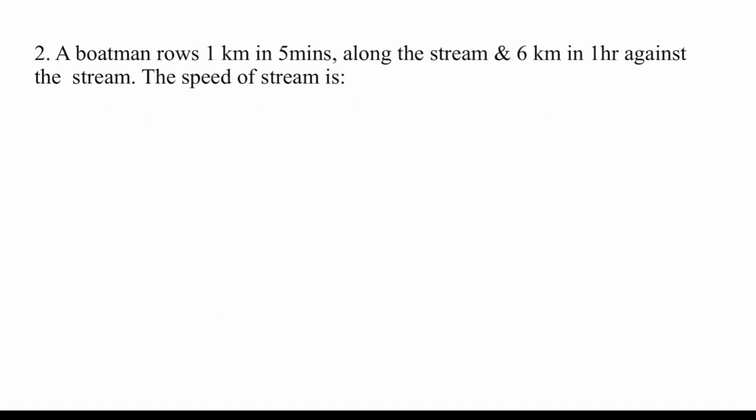A boatman rows 1 kilometer in 5 minutes along the stream. So this is his downstream speed. And 6 kilometer in 1 hour against the stream. So this is his upstream speed. So the speed of the stream is what? Y. So what is Y they are asking? We know that Y is nothing but (downstream speed minus upstream speed) divided by 2.